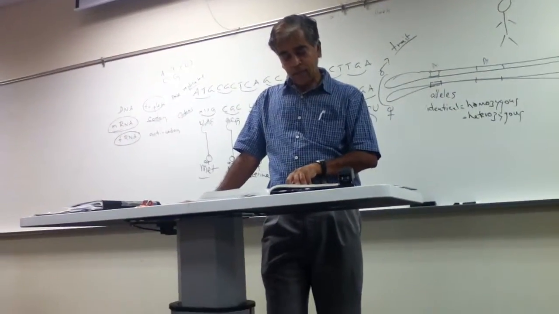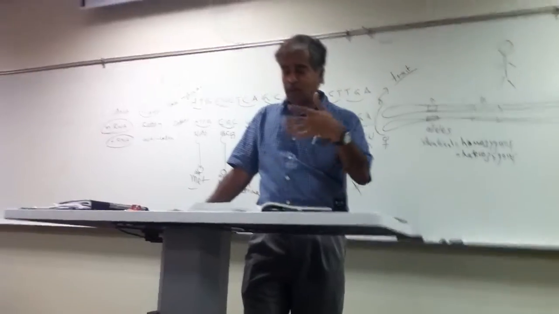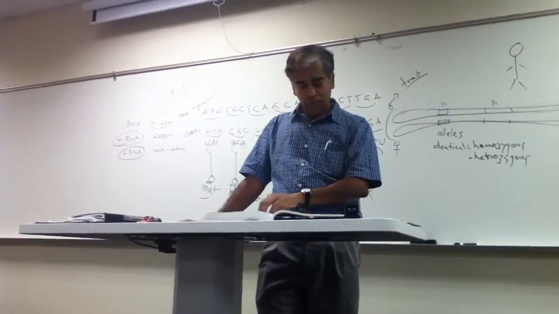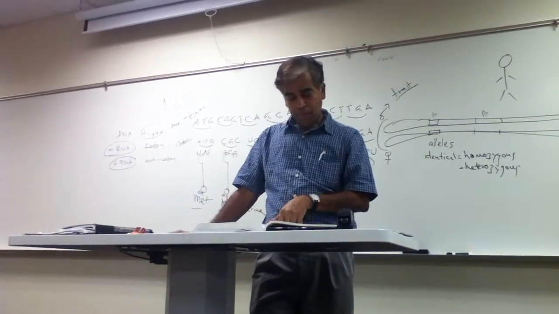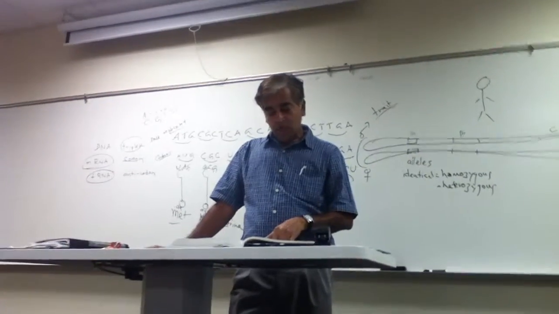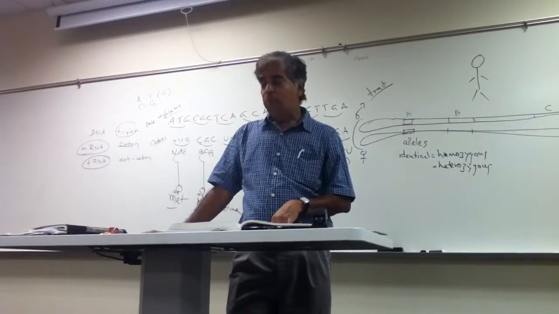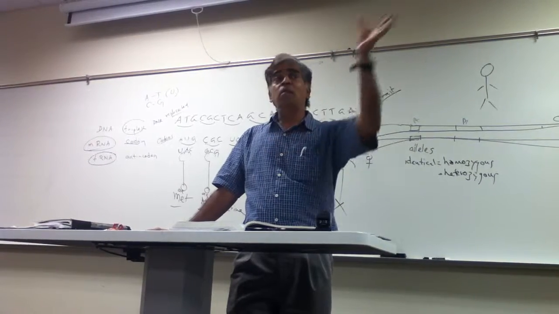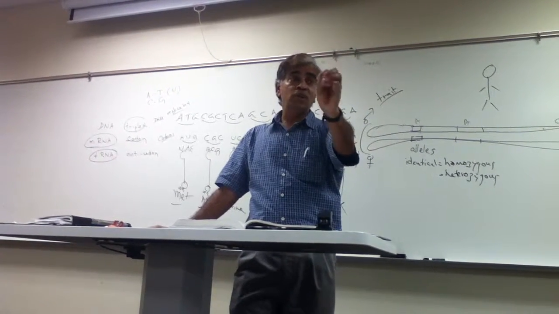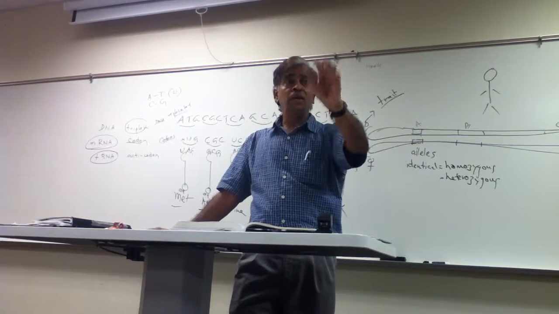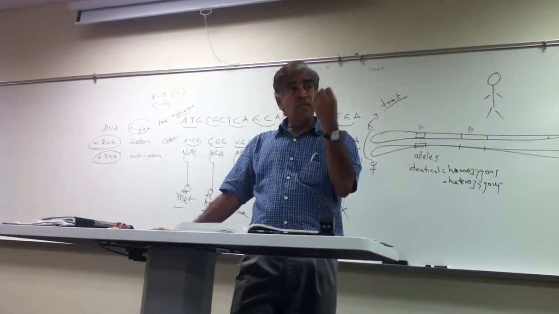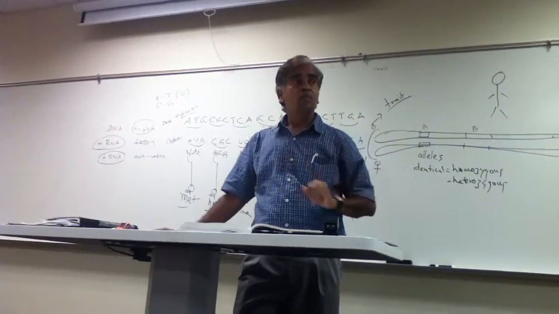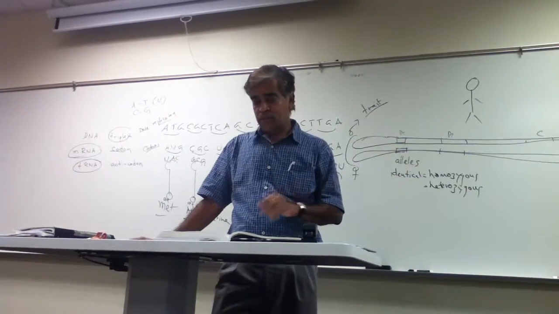Polygenic inheritance, multiple genes are involved, polysaccharide, polypeptide, we talked about that. Pleiotropy is the opposite of polygenic, meaning polygenic, many genes are involved in one trait or one characteristic. Here you have one gene that can give different products or different characteristics or traits.